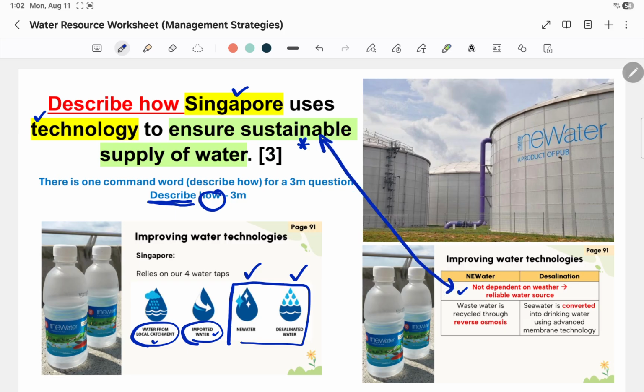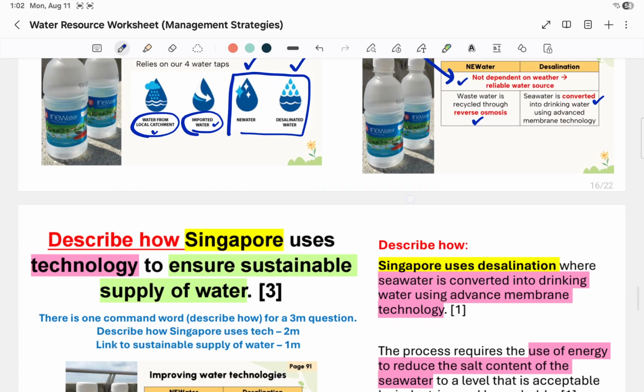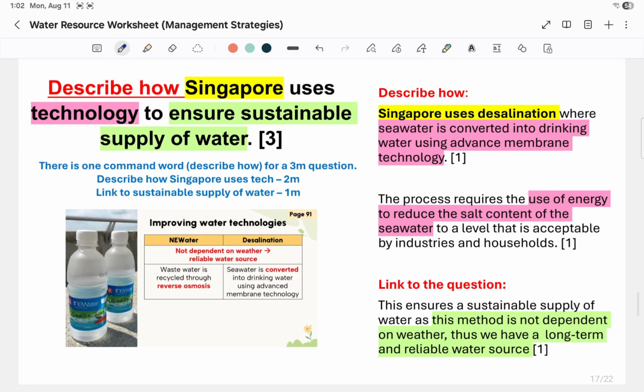Okay, next I want to talk about technology. So I can either describe reverse osmosis, or I can describe how seawater is converted into drinking water through the use of advanced membrane technology. Alright, so it takes a lot for you to unpack it, which is why I had emphasized that you need to spend time analyzing what the question is asking for before jumping in. Okay, so to use an example, if I'm talking about desalination alone, I must describe what it is, right? So this is the description. I'm describing how technology is being used for seawater to be converted into drinking water. And how is this process done? Again, another description. Then I link it back to the question like I said earlier.